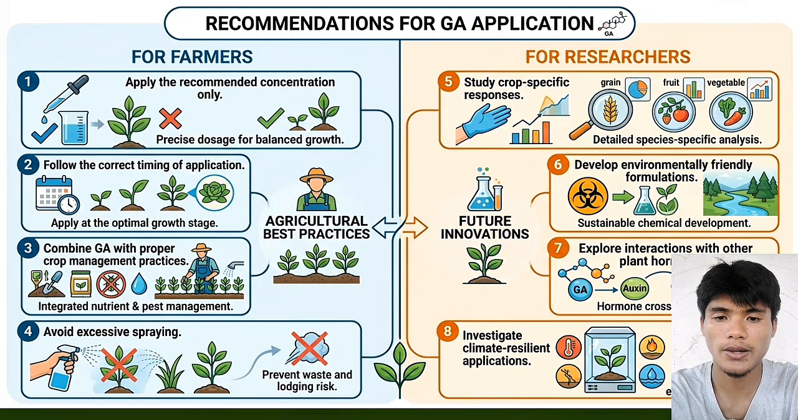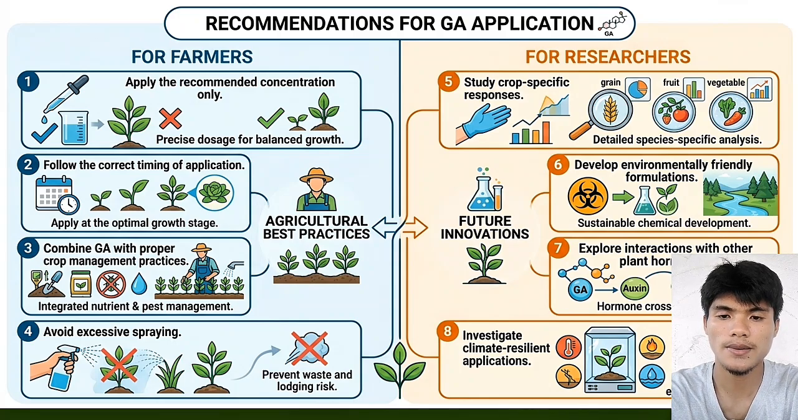Next slide is recommendations for gibberellin application. Recommendations for the proper use of gibberellin for farmers. It is important to use only the recommended concentration. Apply gibberellin at the correct growth stage. Combine them with good crop management practices and avoid excessive spraying to prevent waste and lodging.